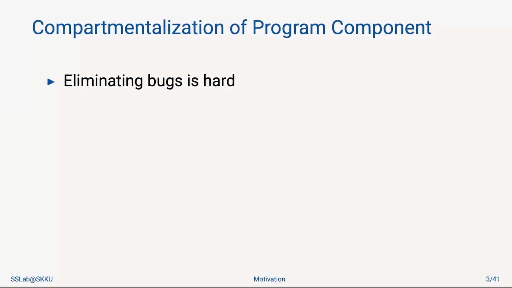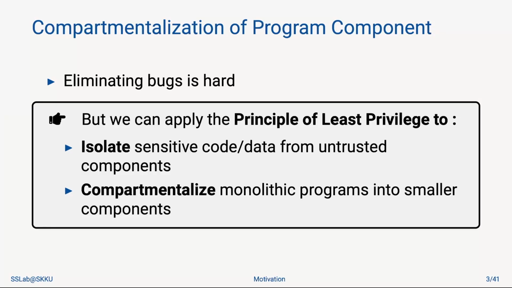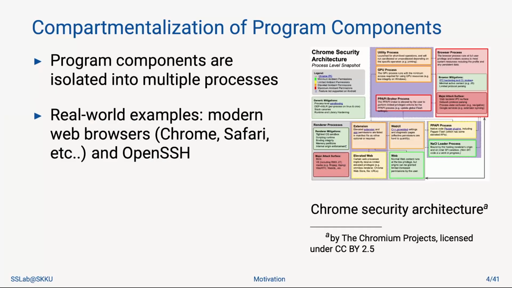Most vulnerabilities come from bugs. But as research showed, fixing bugs before they happen is challenging or would incur significant cost. Instead, another approach is to apply the principle of least privilege. With this principle, you may isolate sensitive data and code from untrusted components. On the other hand, you may compartmentalize a program into smaller components such that they interact with each other through limited interfaces. A real-world example of this is modern web browsers such as Chrome or Safari.